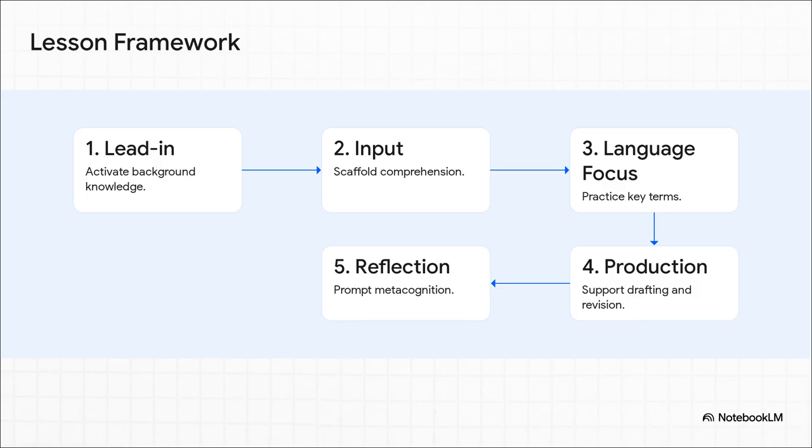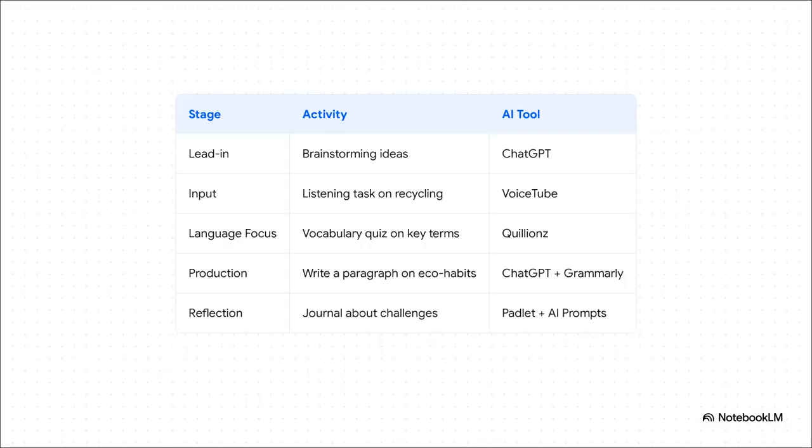Now let's see how AI fits into this. And boom, here's where it all clicks into place. Let's say our topic is environmental issues. For the lead-in, we could use ChatGPT to brainstorm ideas. For input, an engaging listening task on VoiceTube. To focus on language, Quillionz can whip up a vocabulary quiz in seconds. Then for production, students can draft with ChatGPT and polish it with Grammarly. And for that crucial reflection, they could use AI prompts on Padlet to think about their writing process. See? Every tool has a specific job to do.